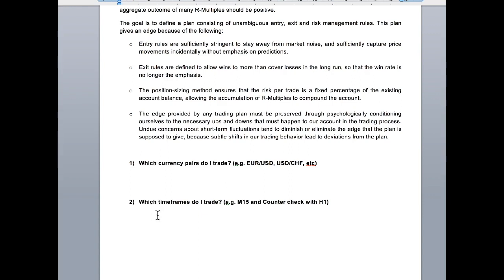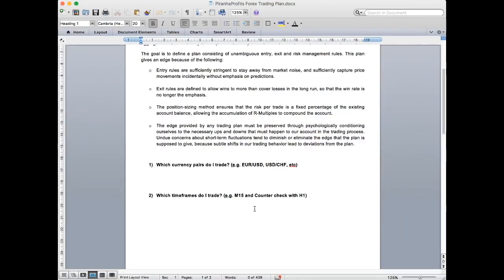Okay, next, which time frames do you trade? Personally, for me, I only trade the M15 candle, the 15-minute candles. I find they work the best. So if you like to follow my plan, you can just write M15. But we always look at the hourly candle to counter check before executing on the M15 candles.